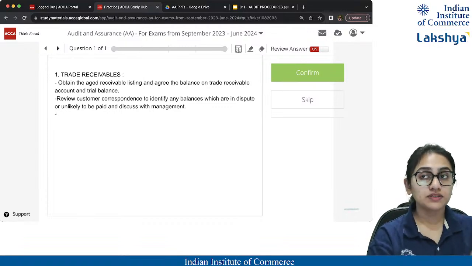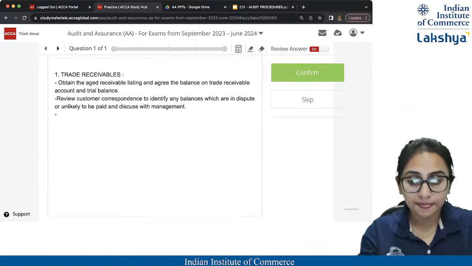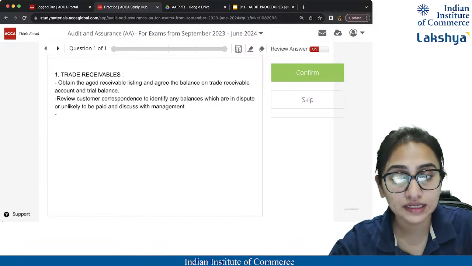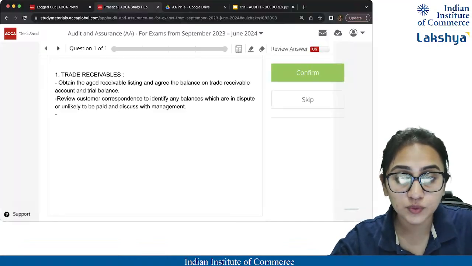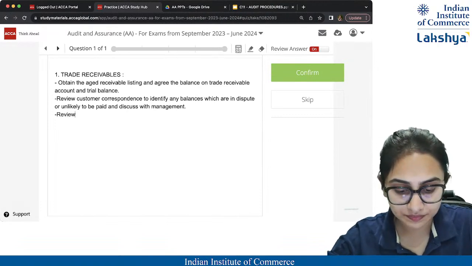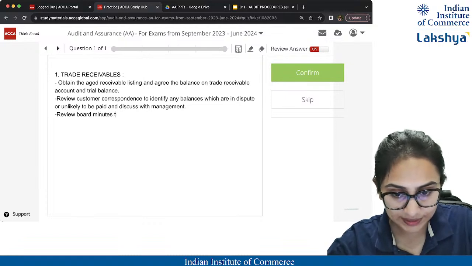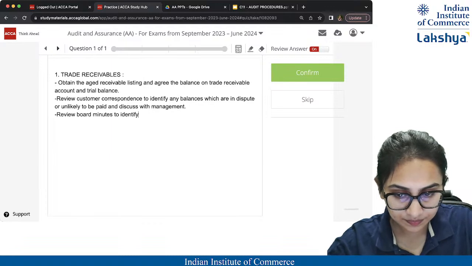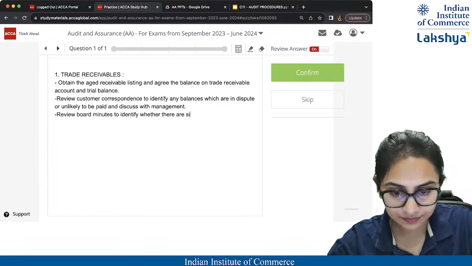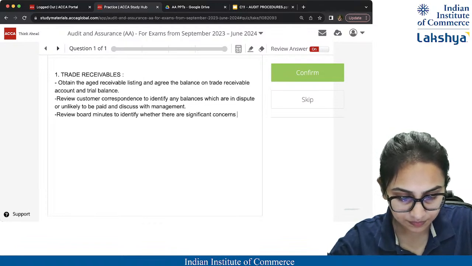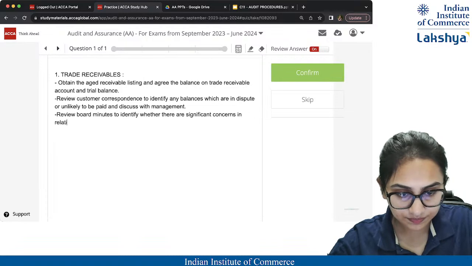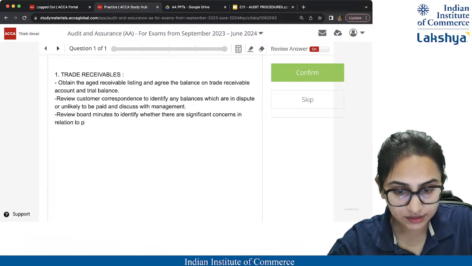As an auditor, we don't know what is the discussion that is going on in the company regarding any kind of receivables. So what you will do? The best way to find out about what discussions are happening in the company is by reviewing the board minutes. So review board minutes to identify whether there are significant concerns in relation to payments by customers.